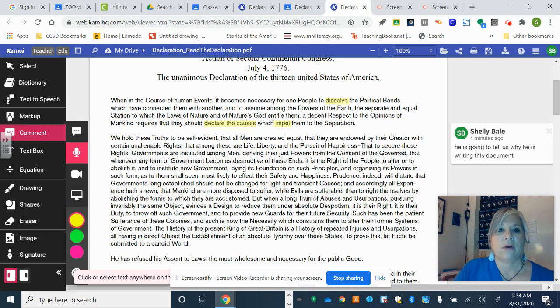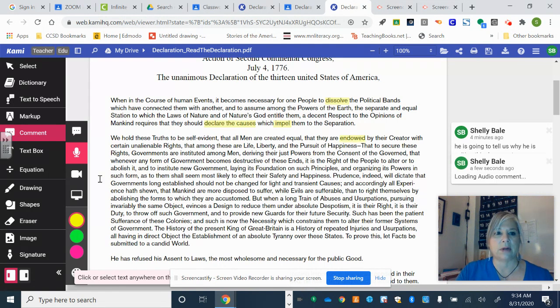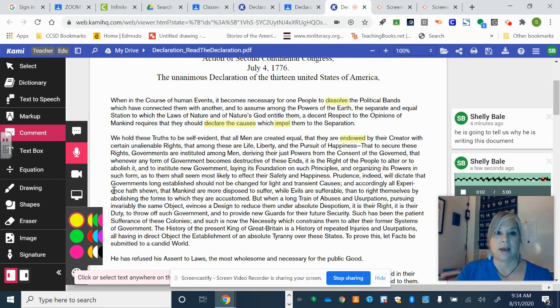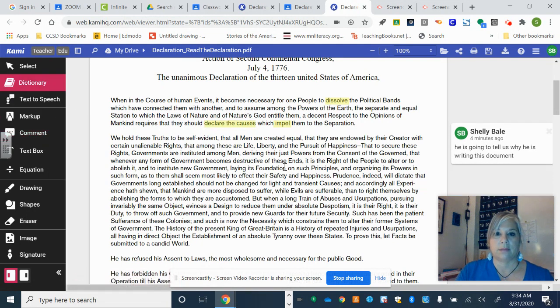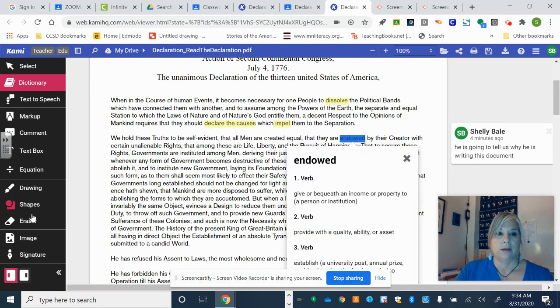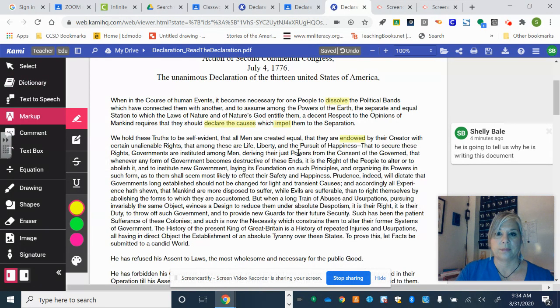Okay. We hold these truths to be self-evident, that all men are created equal, that they are endowed by their creator with certain unalienable rights. Well, maybe I don't know what the word endowed means. So I'm going to highlight that. I'm going to go to dictionary. Oh, where'd it go? There we go. Highlight first. I want to track how I'm tracking my vocabulary by highlighting those problematic words for myself.